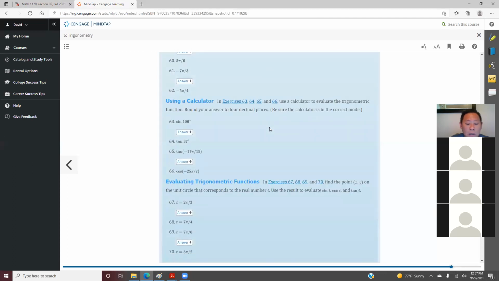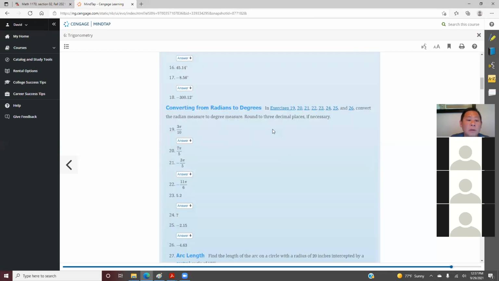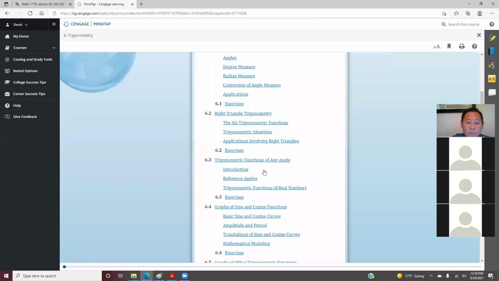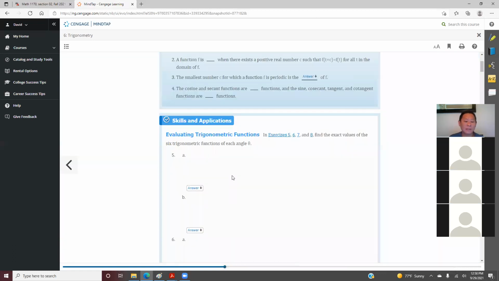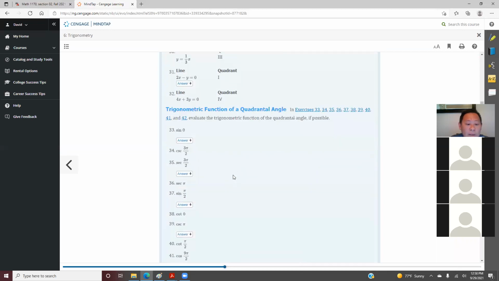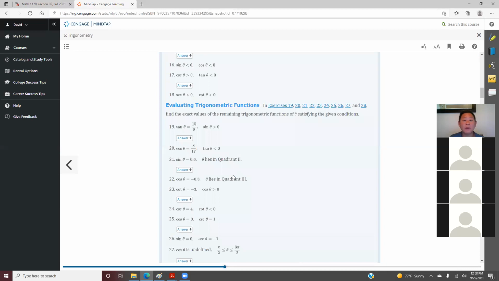This is all using calculator. Yep, nope, it's not in here. Sorry, I thought it's in here, but it's not. So I'm gonna do 6.3 then, 6.3 exercise. So 6.3 exercise is the one that, yep, it's better using this one. There is a bunch of it here. Yep, right here.